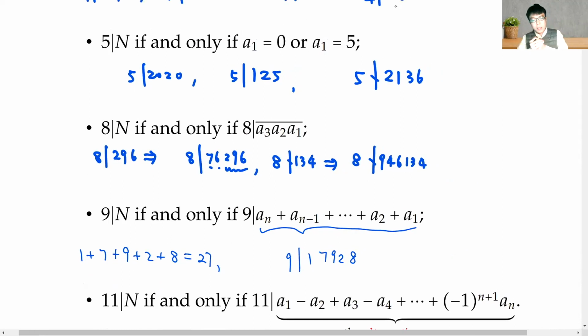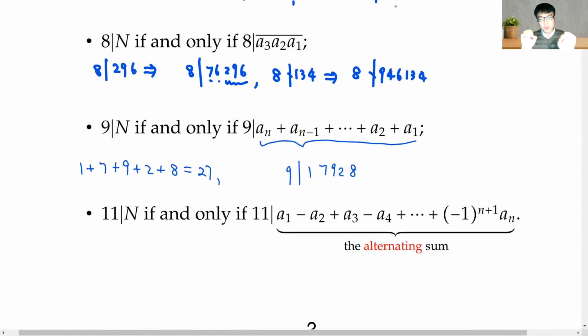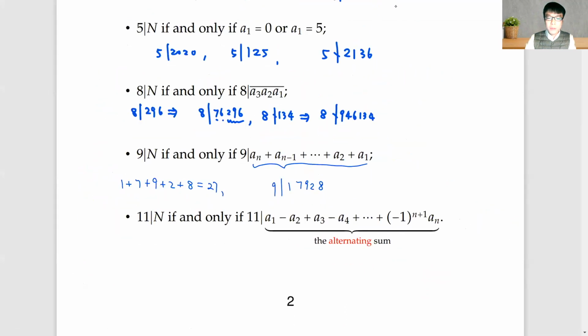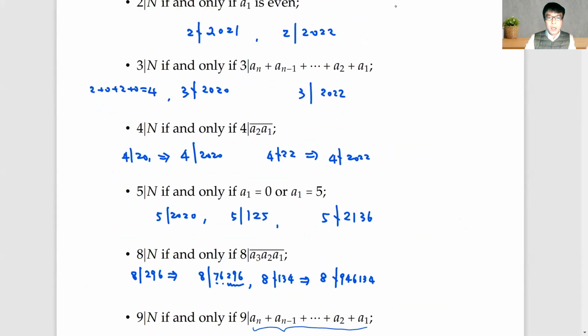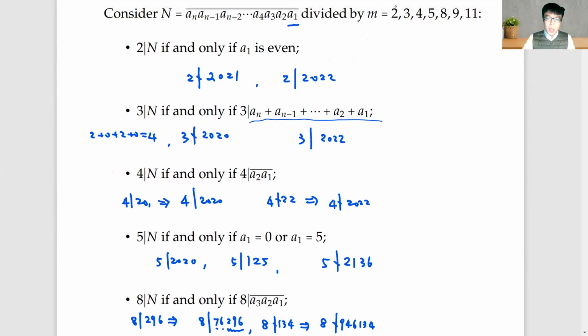Finally, let me mention another one maybe you're not so familiar with. It is the divisibility test for 11. A big number is divisible by 11. We consider something called alternating sum. So recall that for the divisibility test for 3 and for 9, we just take the digital sum. We just add all those digits and see if it's divisible by 3 or divisible by 9.